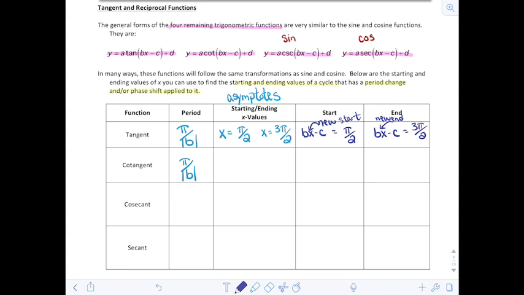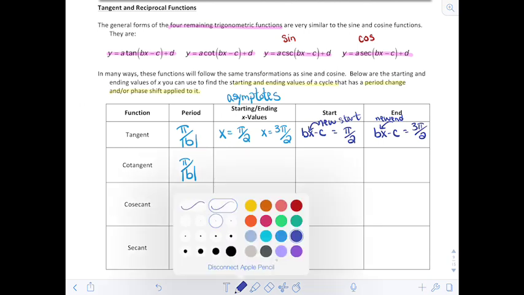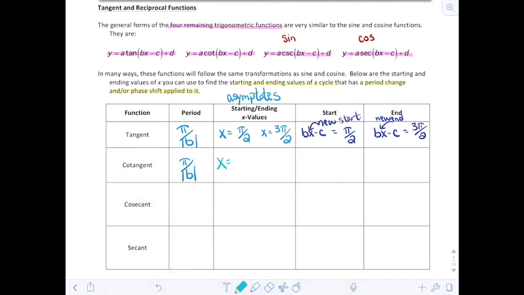For cotangent, as we know, the cotangent has asymptotes starting at 0, and then the period is pi, so the next asymptote will be at pi. So when we graph cotangent, if we have a shift, if we have something going on in bx minus c, we're going to set the first one equal to 0, and the x here when we solve will be the new start or the new asymptote, and then we're going to set bx minus c equal to pi, and this, when we solve for x, will be the new end.